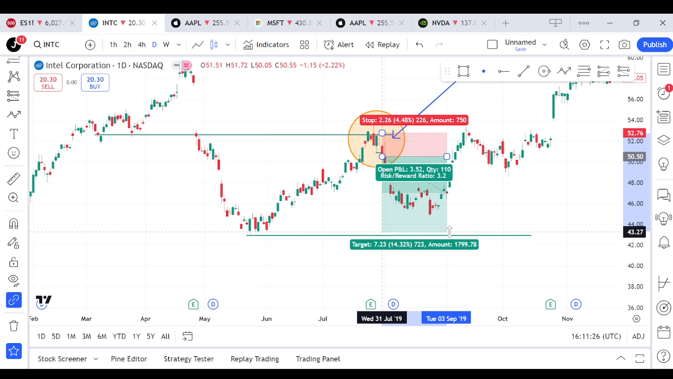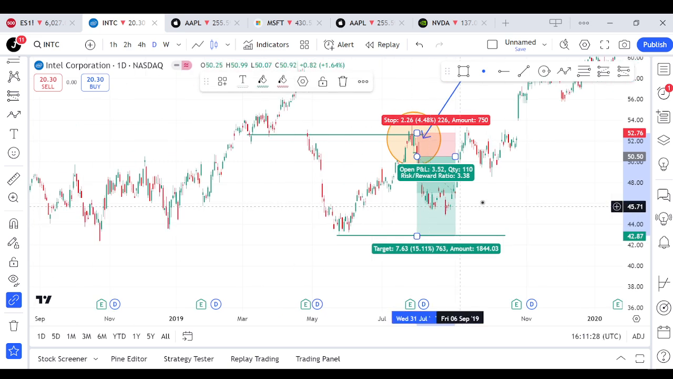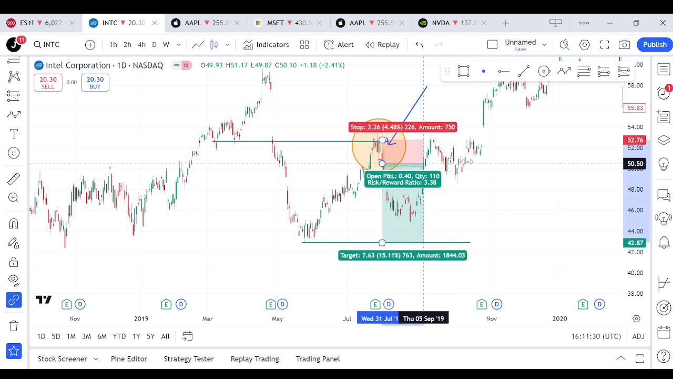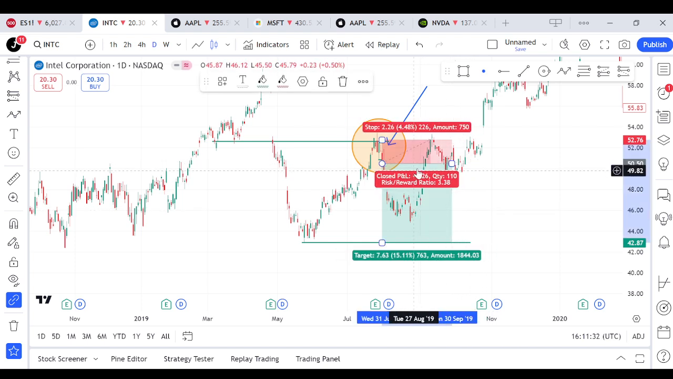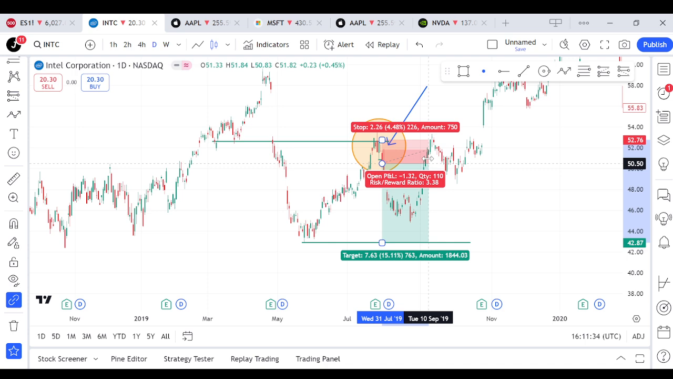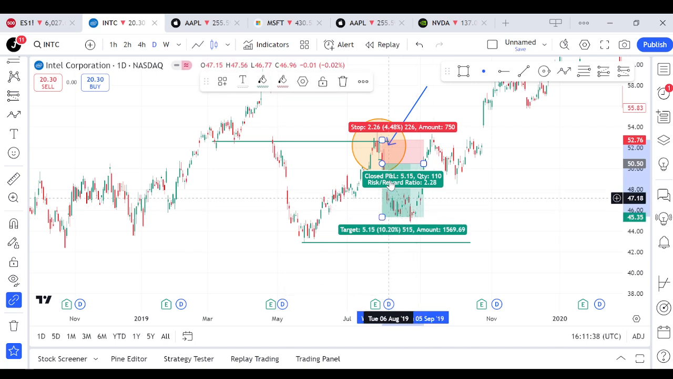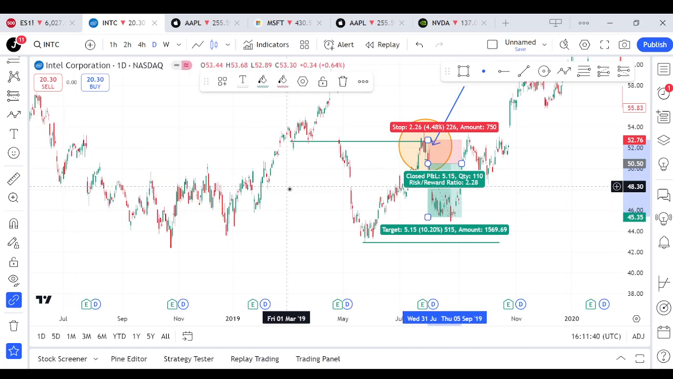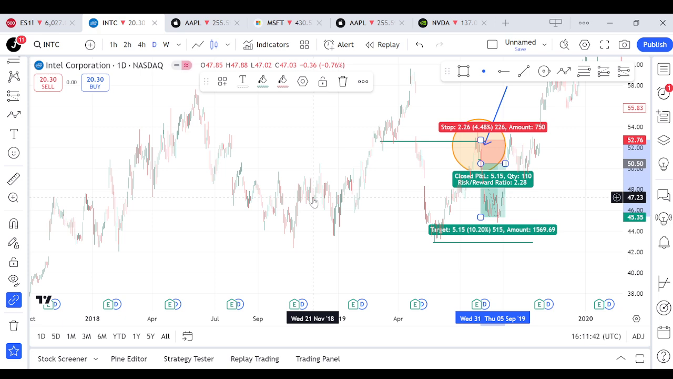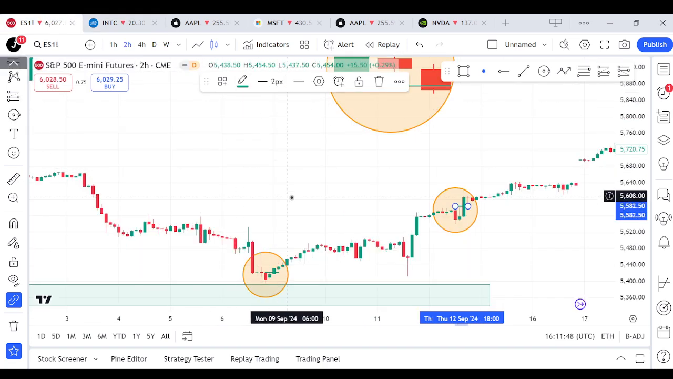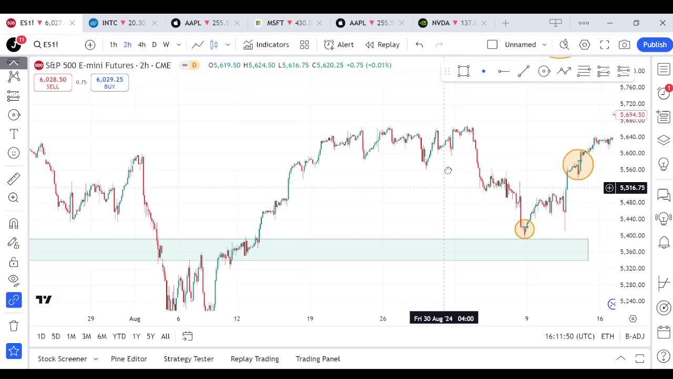Those who targeted this key support level right here would have been stopped out if they didn't set their break evens. So that is one way we would have capitalized on this small 1:2 risk to reward ratio trade right here, using the bearish three inside down candlestick pattern. Now for the bullish examples, how would we have traded this?